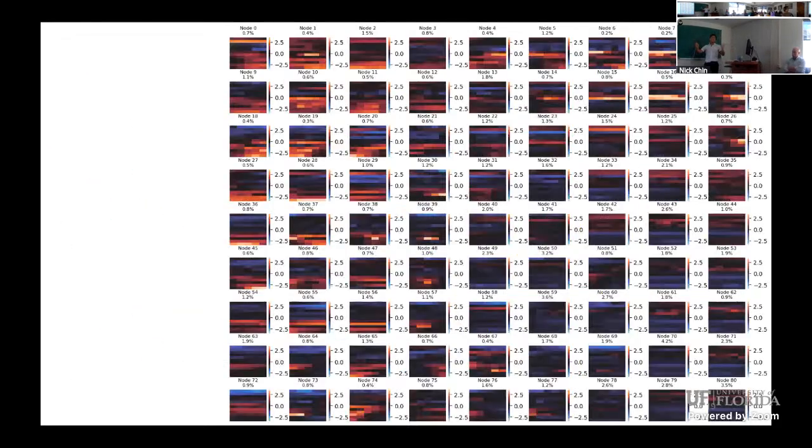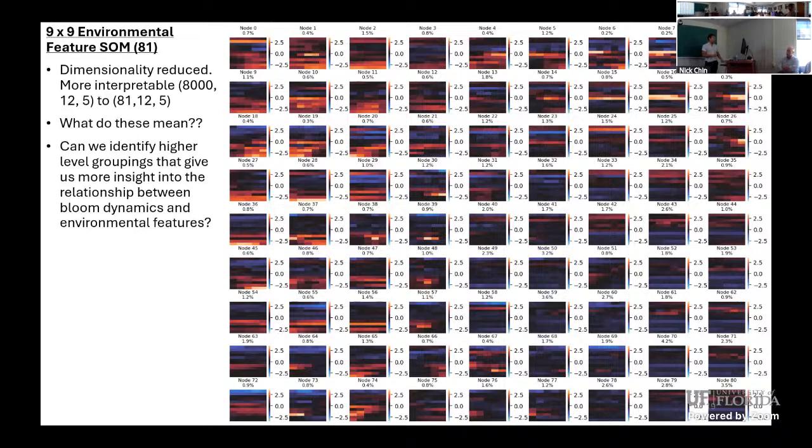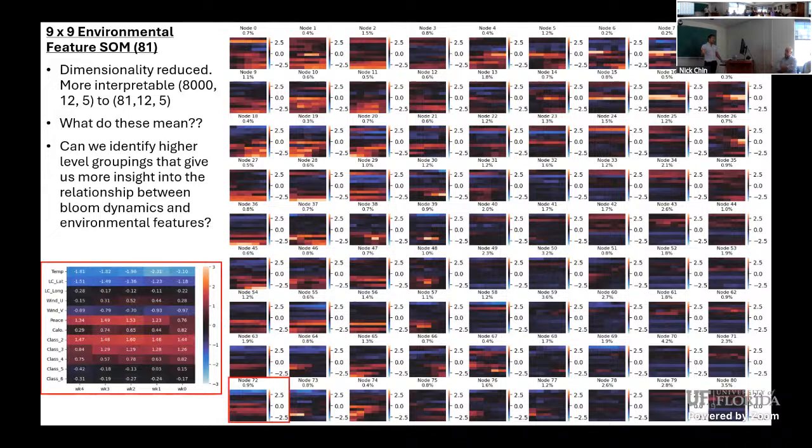So this is what you get. And I understand this is a lot, but stick with me for a second. This is our 9x9 self-organizing map configuration of all of our ingredients of interest. Okay, so what does this mean? First, we reduced the dimensionality, right? We had 8,000 days of this data, but we reduced it to 81. So it's a little more interpretable. However, what does each one of these mean?